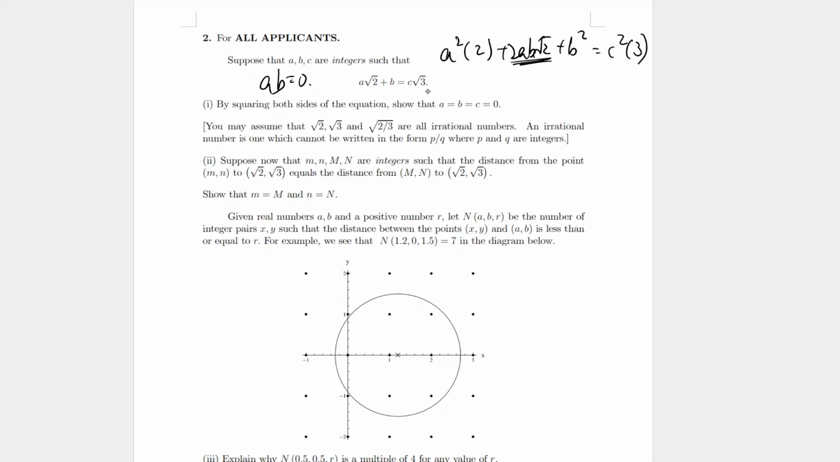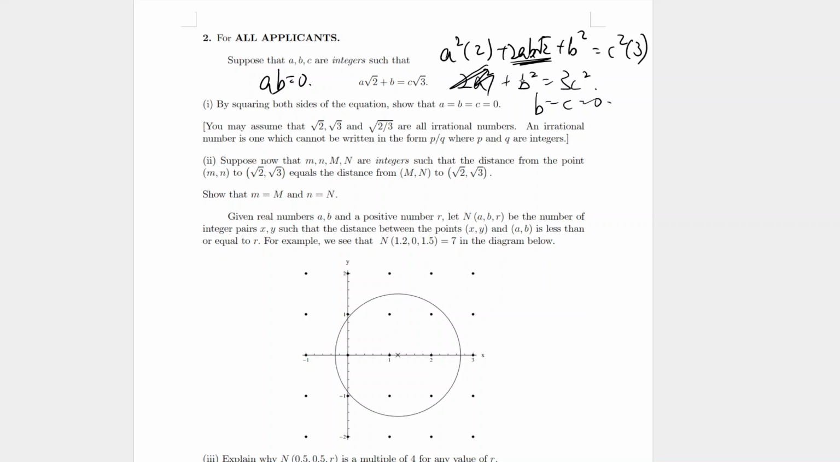Okay, so now if ab equals 0, let's deal with this. So 2a squared plus b squared equals 3c squared. Okay, so now this is slightly weird, right? Suppose that a is 0. Then b squared equals 3c squared. What's the only solution to that equation, because b and c are both integers now? Well, b equals c equals 0, right?